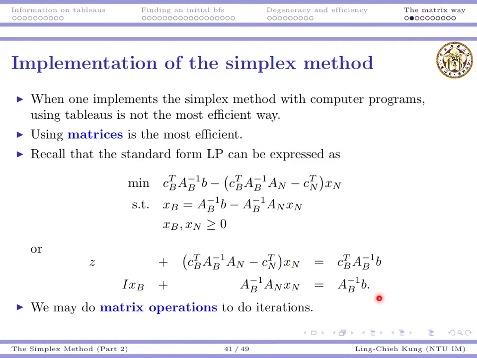Because we have this formula, we may, given any basis, do some matrix algebra to get everything we need in this system. And then we may make decisions accordingly. For example, from here, we know who should enter. From here and here, we know who should leave. Let's see something in details.